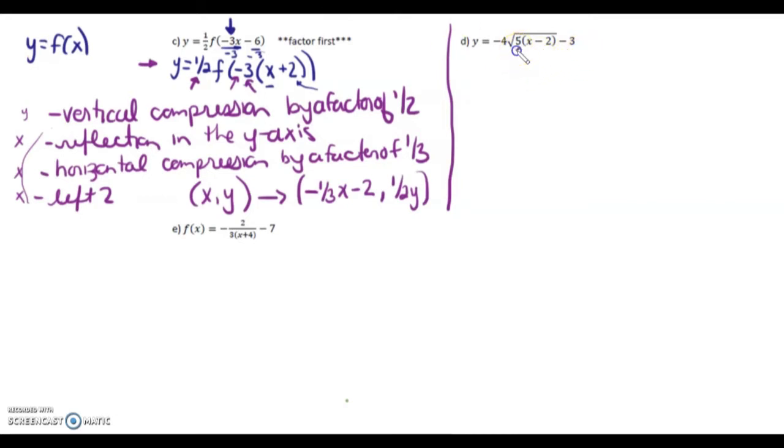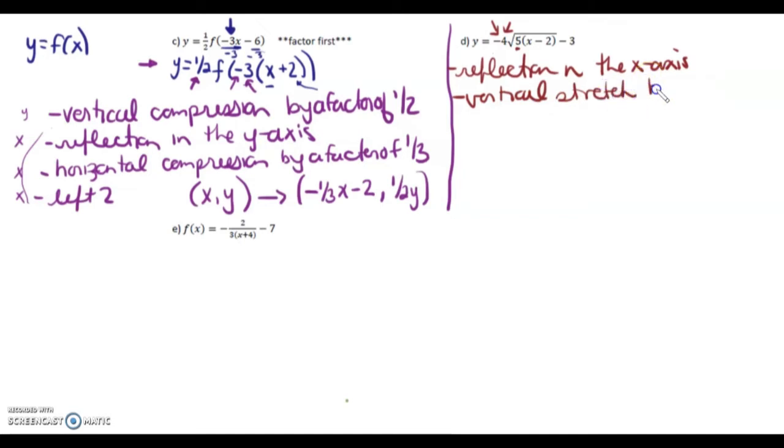Okay, next one. So the 5 is already factored out, so let's go right into it. This negative sign is going to be a reflection in the x-axis. This 4 is going to be a vertical stretch by a factor of 4. Okay, the 5, so again, anything around this x in here, it's going to be opposite.